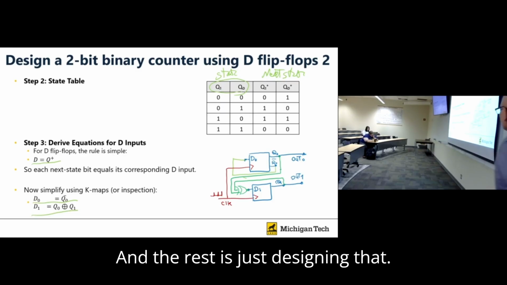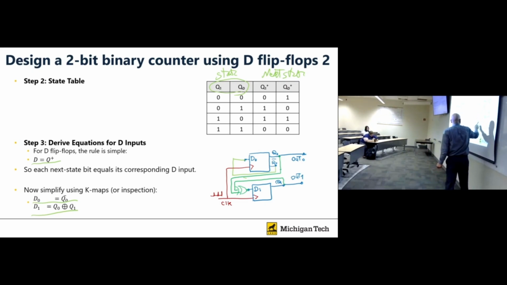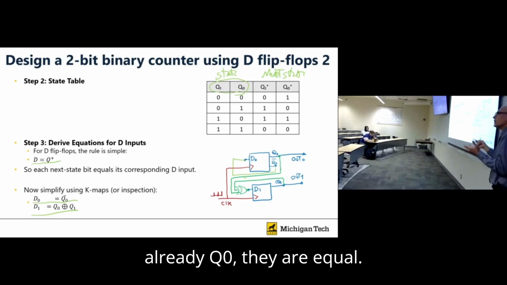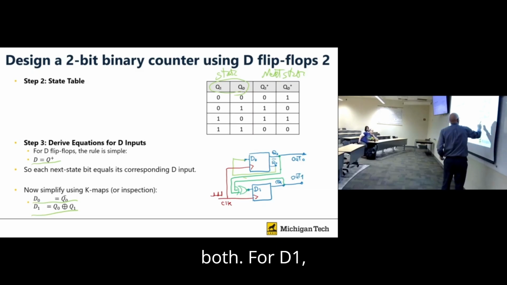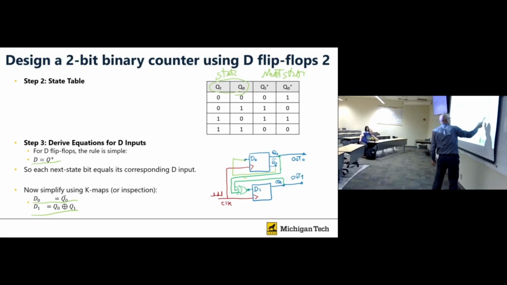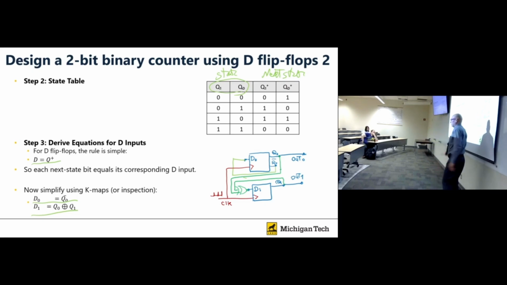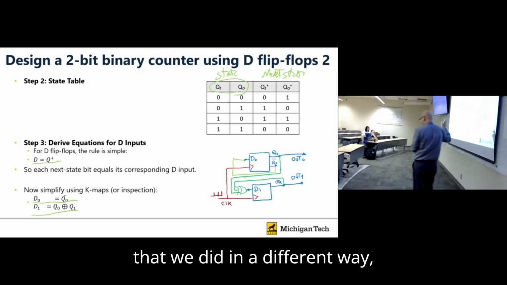And the rest is just designing that. You have two flip-flops, D0 and D1. Because it's a D flip-flop, D0 is already Q0. They are equal. So the clock is connected to both. For D1, we are exporting Q0 and Q1 to make the new D1. For D0, we already have Q0 bar and connect it. And this is going to make the exact counter that we did in a different way.